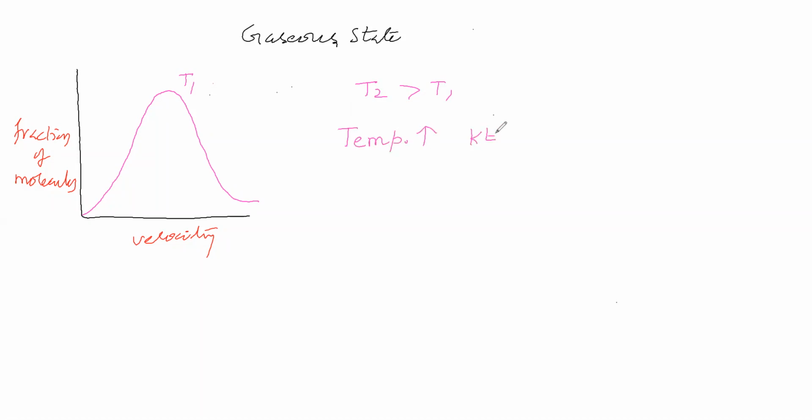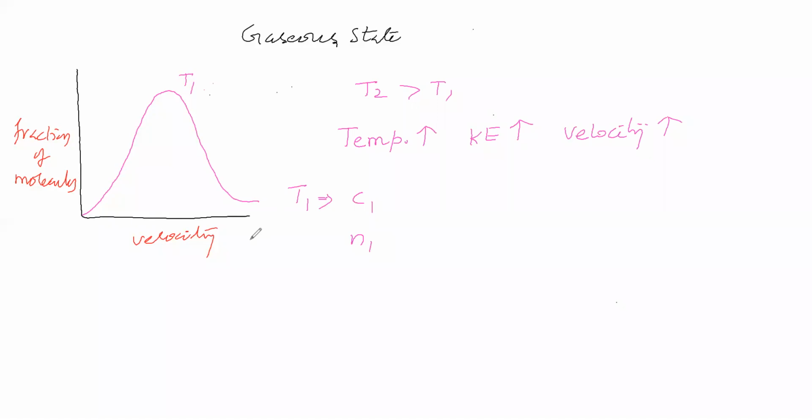So what happens to the kinetic energy of gaseous molecules? It increases. So what happens to the velocity of gaseous molecules? It increases. Now when the temperature is T1, the molecules have different velocities. N1 molecules have C1 velocity.